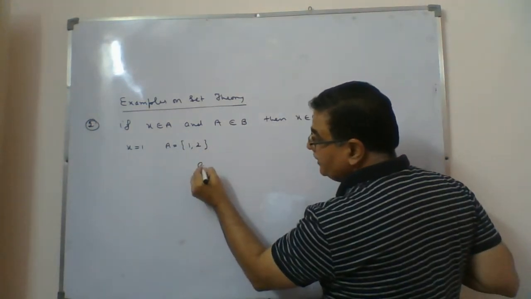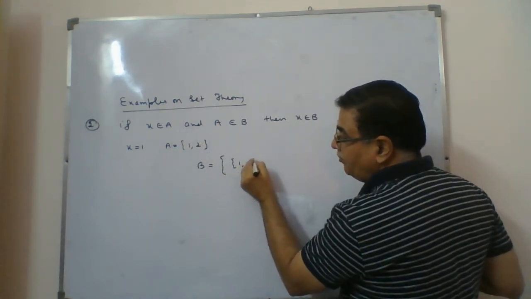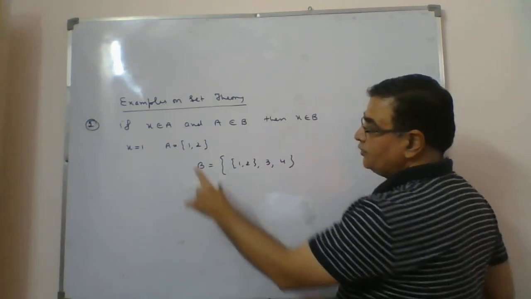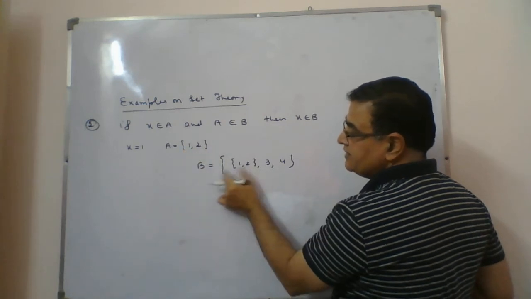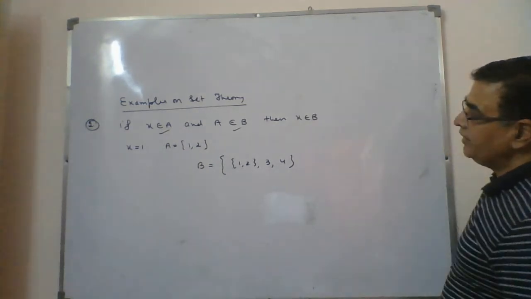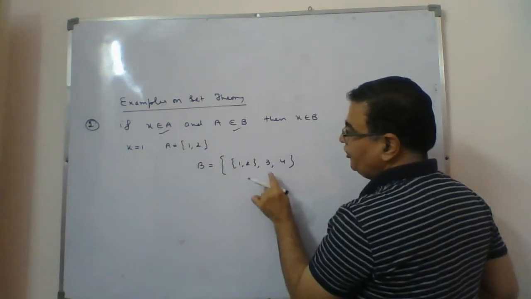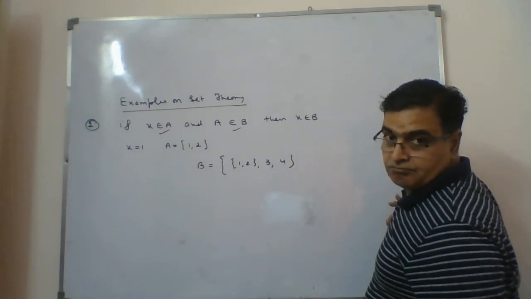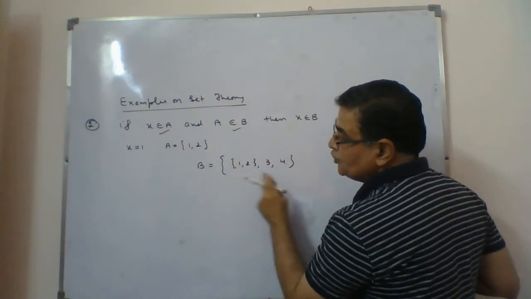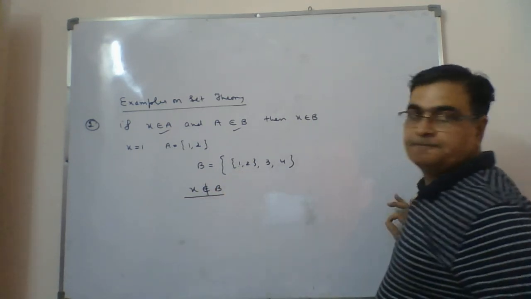So what should B be now? B is another set which will have this as one element. So I should say 1 comma 2. Then maybe it is 3, maybe 4. This will be another set. Now check, A is the element of B. So this is true. Now my question is, is X an element of B? Yes or no? Here in this case, X is equal to 1 and this is not having 1. So what should you say? X does not belong to B.